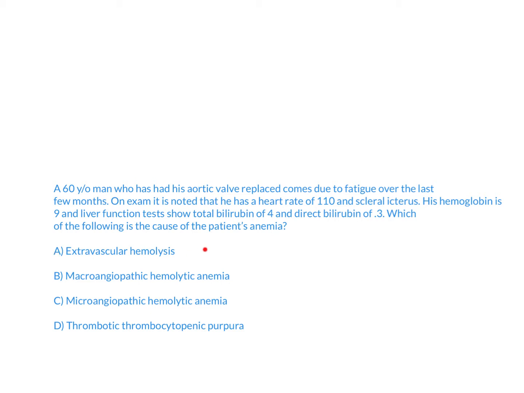A. Extravascular hemolysis. B. Macroangiopathic hemolytic anemia. C. Microangiopathic hemolytic anemia. Or D. Thrombotic thrombocytopenic purpura. So I'll let you answer this question and then I'll explain in 5 seconds.